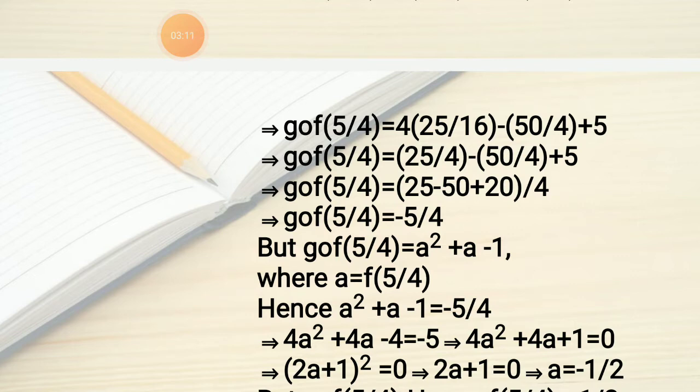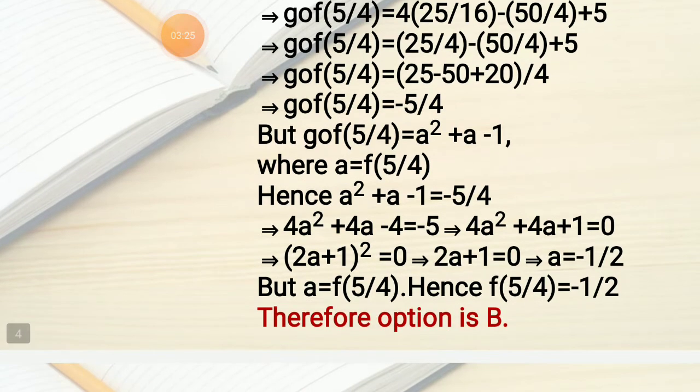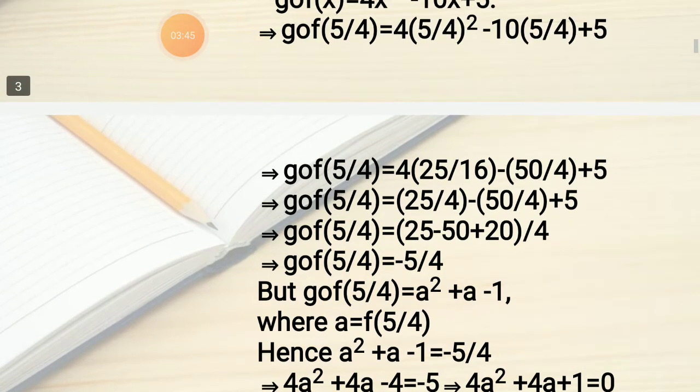But g circle f of 5 by 4 is a square plus a minus 1, where a is f of 5 by 4. But we got g circle f of 5 by 4 as minus 5 by 4. So minus 5 by 4 is equal to a square plus a minus 1. By cross multiplication, 4a square plus 4a minus 4 equals minus 5. It gives 4a square plus 4a plus 1 equals 0. Write it as a perfect square: 2a plus 1 whole square equals 0. 2a plus 1 is 0. A is equal to minus 1 by 2, but a is f of 5 by 4. So f of 5 by 4 is minus 1 by 2. Therefore our option is B.